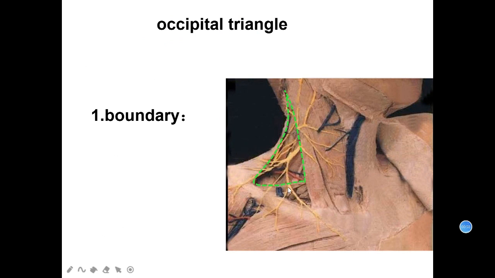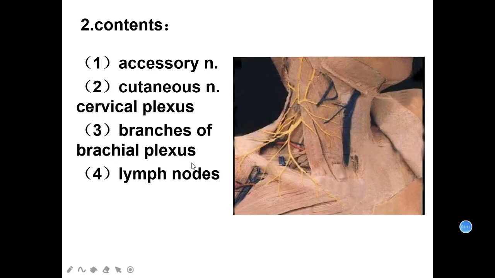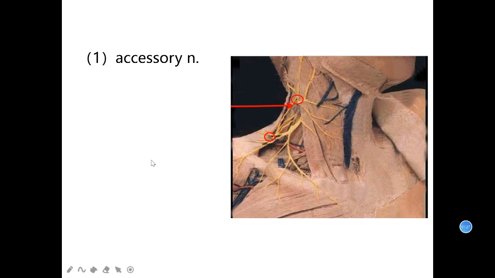The first is the occipital triangle. Its three boundaries are the posterior border of the sternocleidomastoid, the anterior border of the trapezius, and the inferior belly of the omohyoid. Inside this triangle, the most important structure is the accessory nerve. Beside it, there are some cutaneous nerves, some branches from the brachial plexus, and the lymph nodes. This accessory nerve, from the surface landmarks, runs from this point to this point.